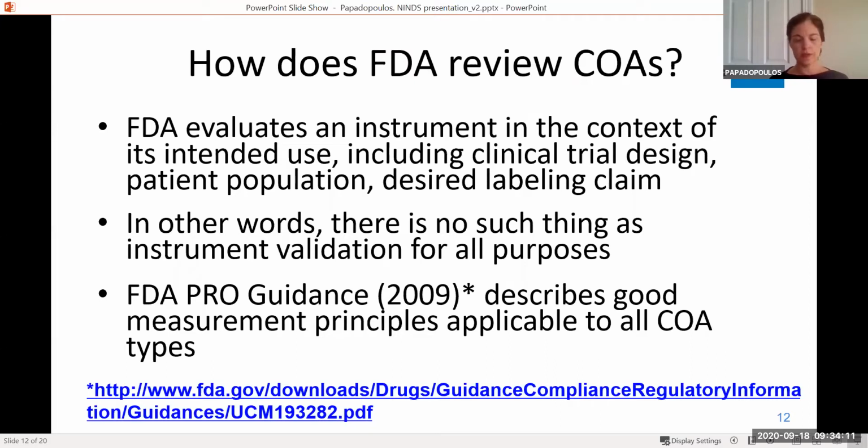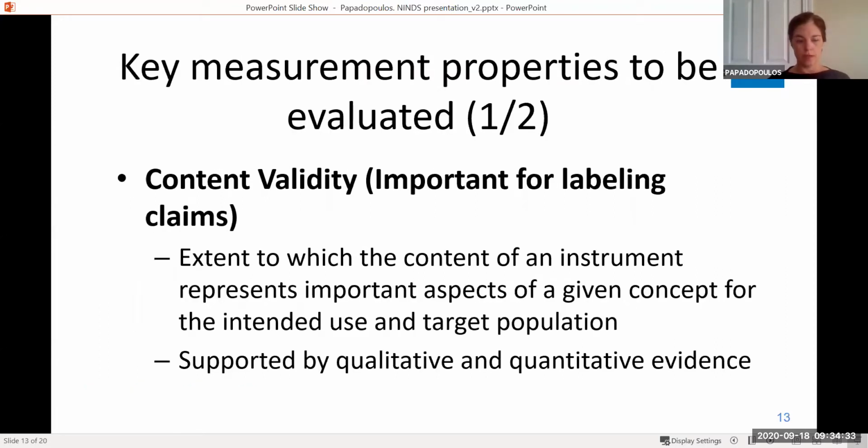In other words, there is no such thing as an instrument that has been validated for all purposes. The FDA Guidance of 2009 describes good measurement principles that are applicable to all COA types more broadly. So let's talk a little bit about the measurement properties that we review.